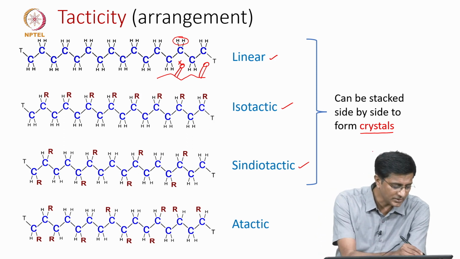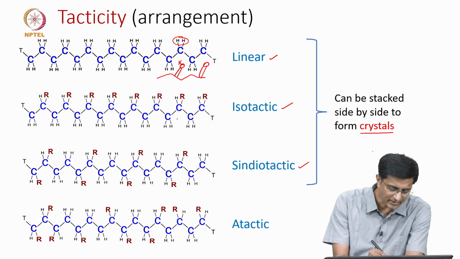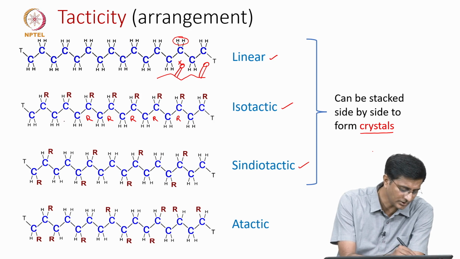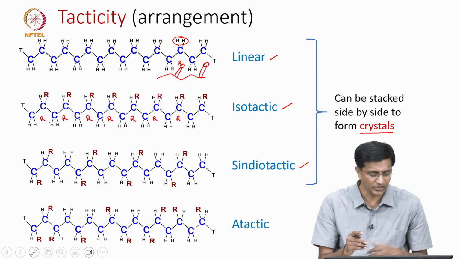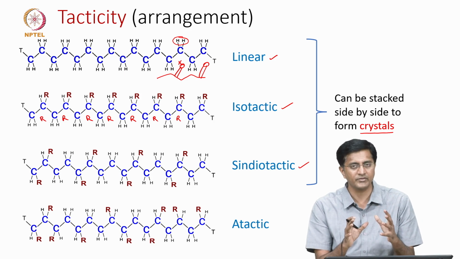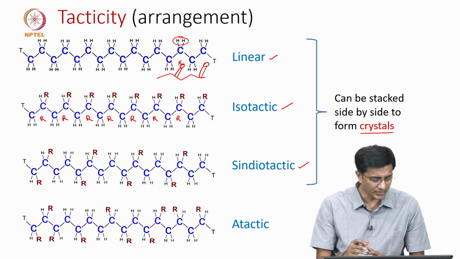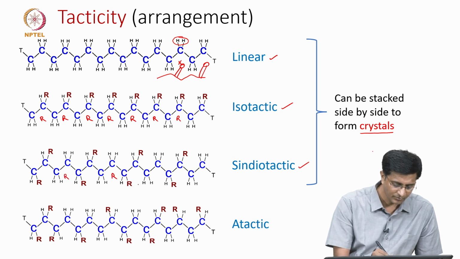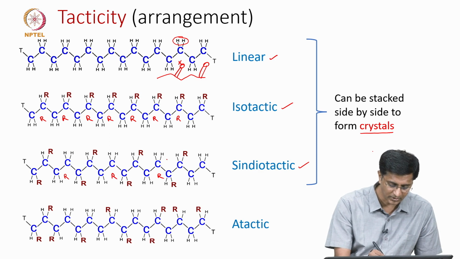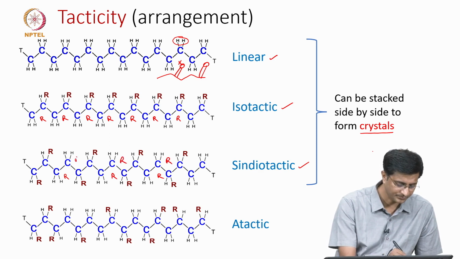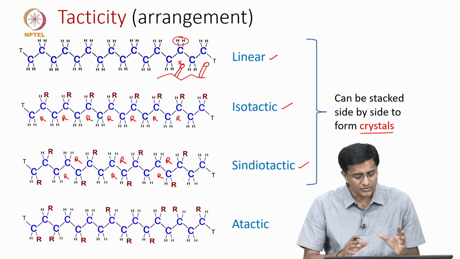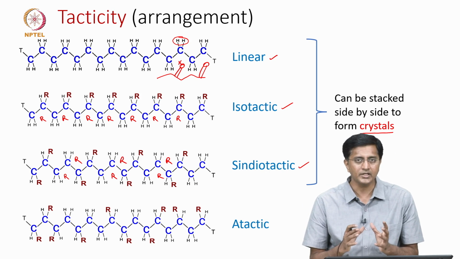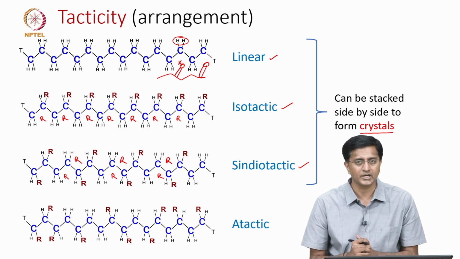Now that all of these radicals are on one side, these radicals can fit in these places. So, these are the radicals from the second polymer chain which can fit into the spaces available here. The same with syndiotactic, because alternatively this radical can fit in here where there are spaces, and of course here in the top. So, for these reasons all of these, the linear, isotactic and the syndiotactic, can form these crystalline structures.